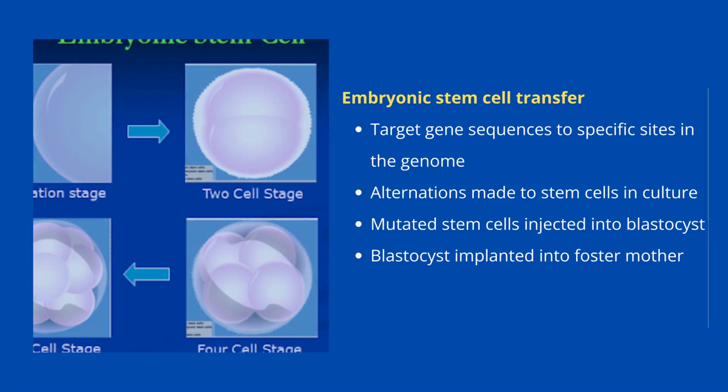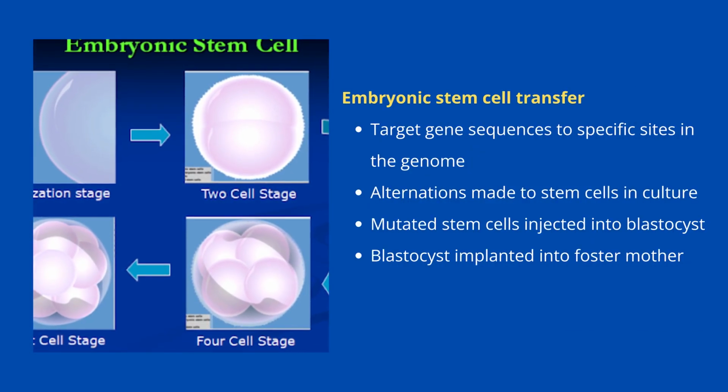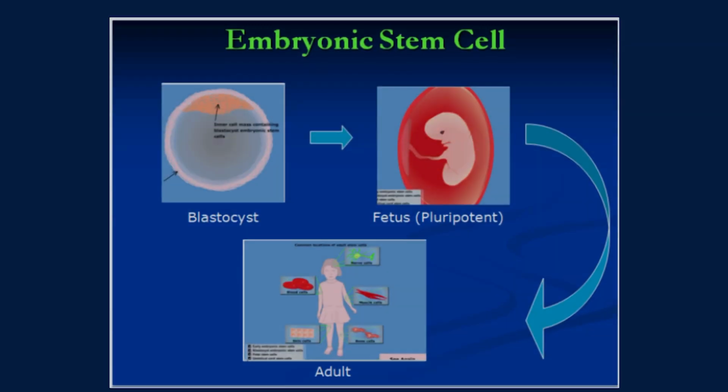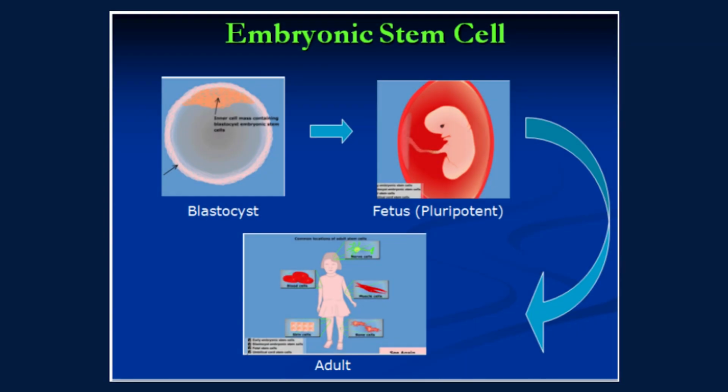Then embryonic stem cell transfer: target gene sequences to specific sites in the genome, then alterations are made to the stem cell in culture, then the mutated stem cell is injected into the blastocyst, and then the blastocyst is implanted into the foster mother. For embryonic stem cells, you can see here the first cell stage, then 2 cell stage, then 4 cell stage and 8 cell stage, and then blastocyst, then fetus and adults.